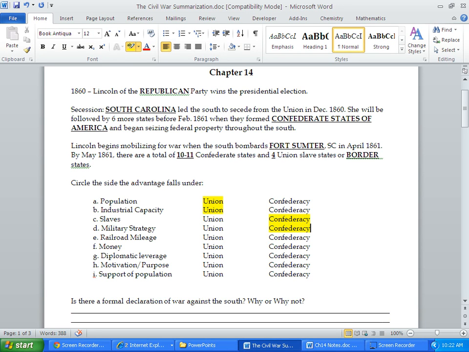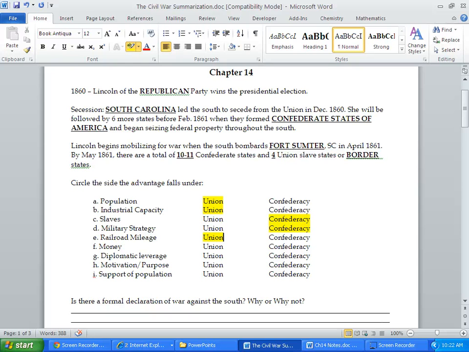All right, obviously railroad mileage goes to the North. In fact, in the North, over 70% of all the railroad mileage in the country is in the North. Okay, the South has less than a couple thousand, whereas the North has many more miles. So that's very advantageous for troop delivery, equipment delivery, transfer of troops to and from battles, things like that.